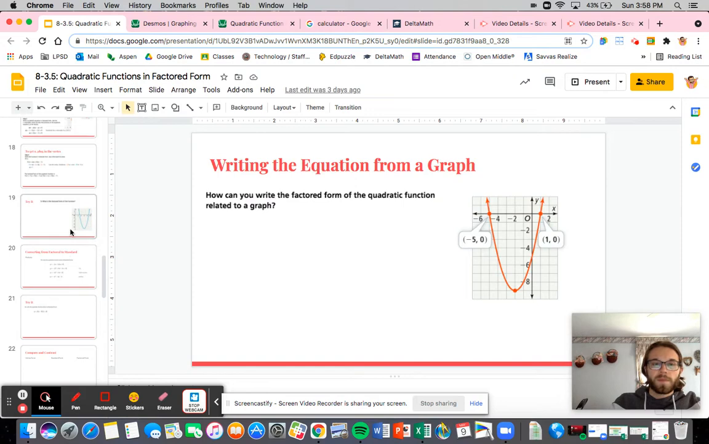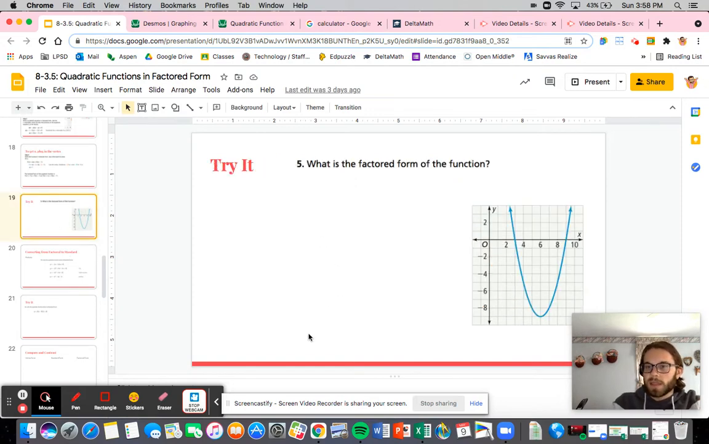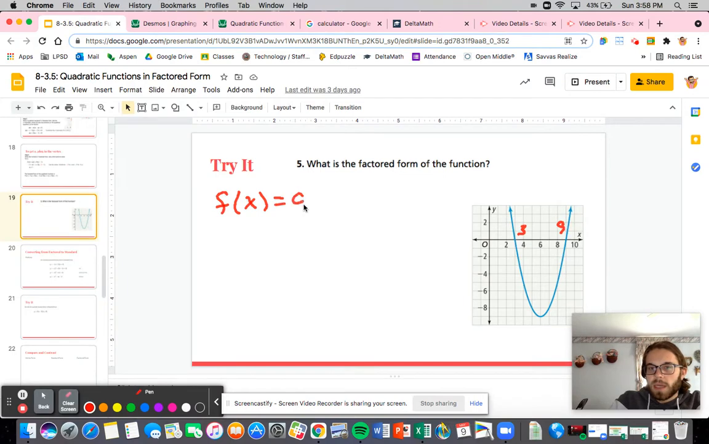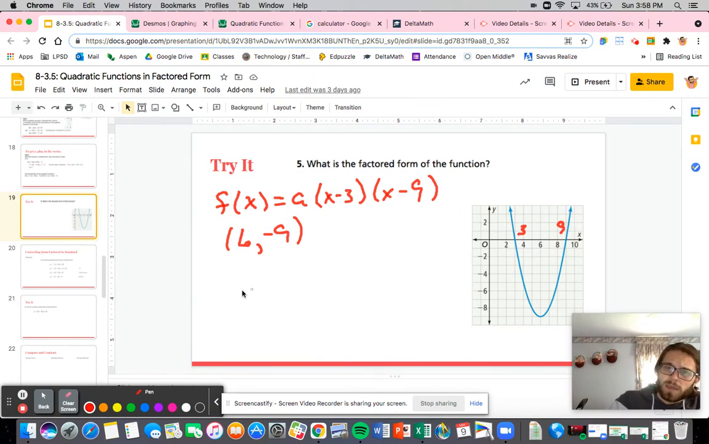All right. So let's just make sure we got this. Let's do another one. When we look at this, what's our factored form? This appears to be 3, and that is 9. So you have f of x equals a times x minus 3, and they're both positive, so it's going to be x minus 9. Now I need my vertex. My vertex is here at 6, -9. Wow, they really like -9. Go over to 6, down -9. So when I plug in 6, I'm going to get -9.